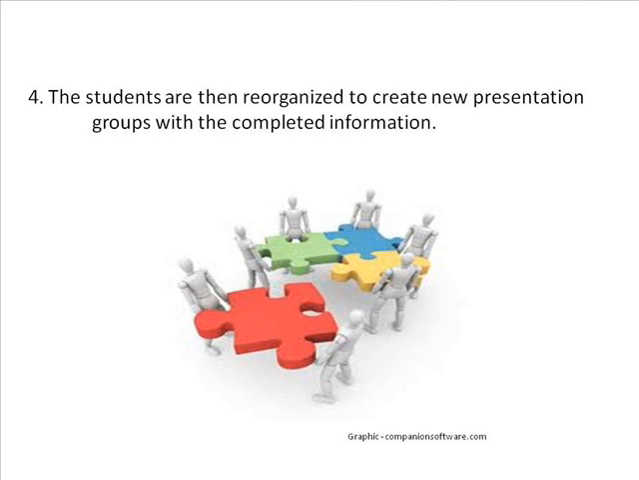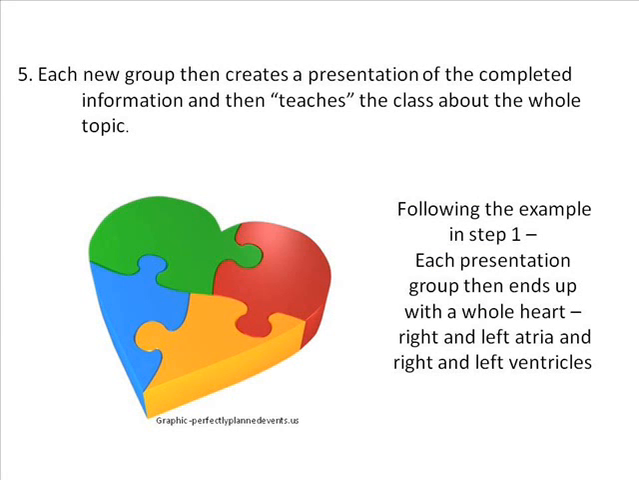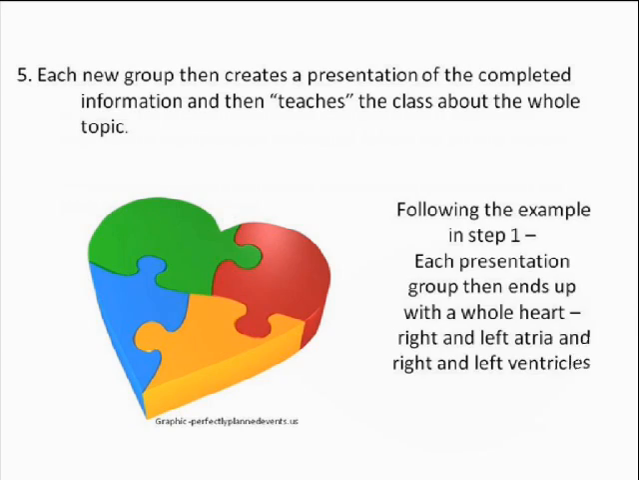The fourth step is to reorganize your students from their research groups into presentation groups with the completed information. So you'll have one student, or possibly 2, from each research group and put them into a new group, creating a whole puzzle. The new group then creates a presentation with the completed information, which each individual student will teach their group. So the person from group A will teach their group the section from group A about the right atria. And then they will teach the whole class the topic. So following the example, you'll end up with a whole heart.